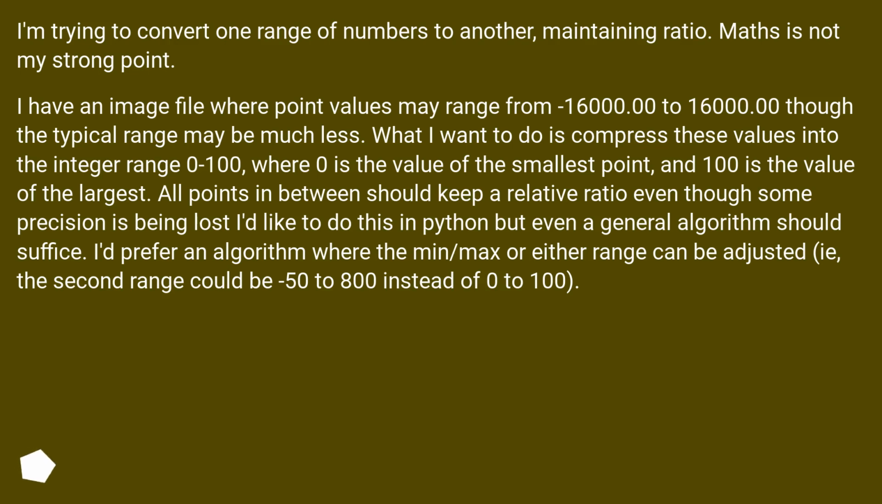I have an image file where point values may range from -16,000.00 to 16,000.00, though the typical range may be much less. What I want to do is compress these values into the integer range 0 to 100, where 0 is the value of the smallest point, and 100 is the value of the largest. All points in between should keep a relative ratio even though some precision is being lost.